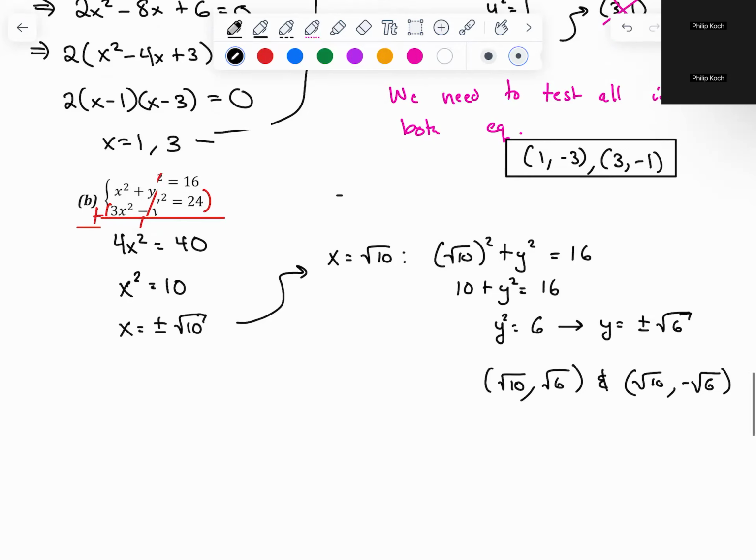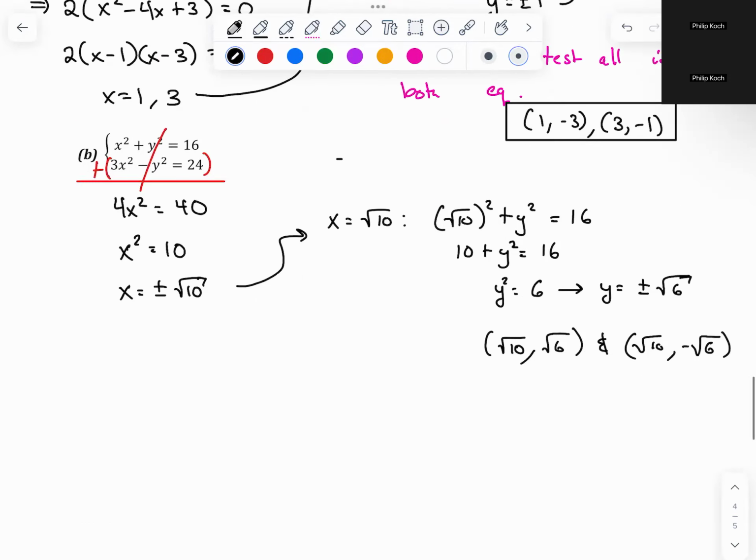And I guarantee you, if you plug those into the other equation, both will work. So we should always check our answers. We should do that, especially with these ones. But both of them will work. And then we'll do x equals negative square root 10.